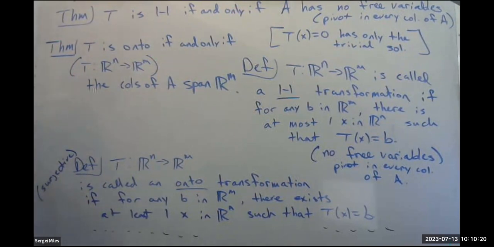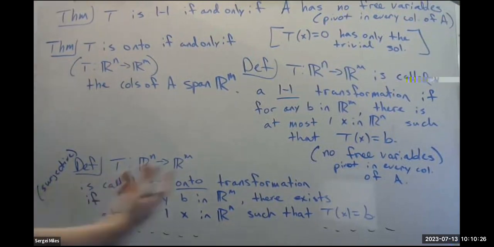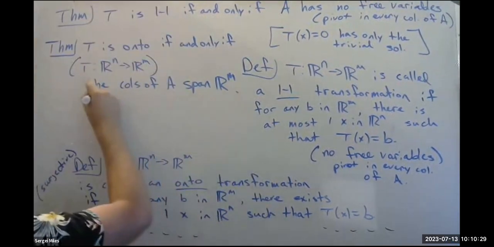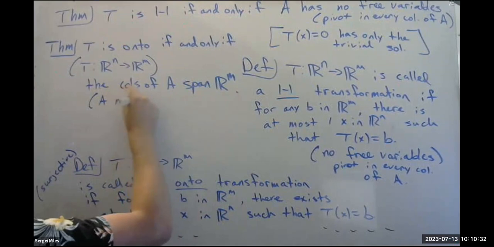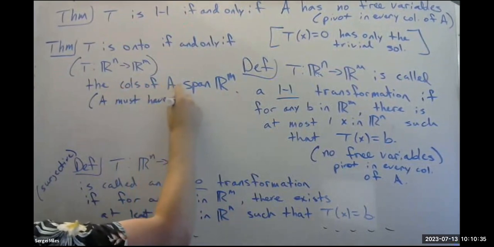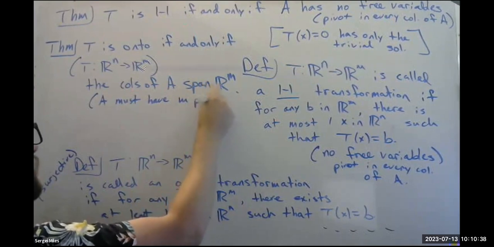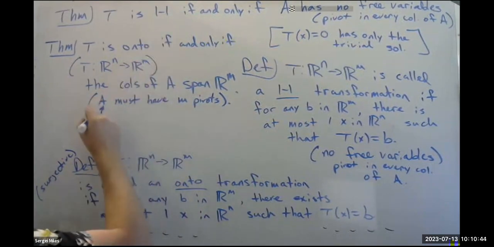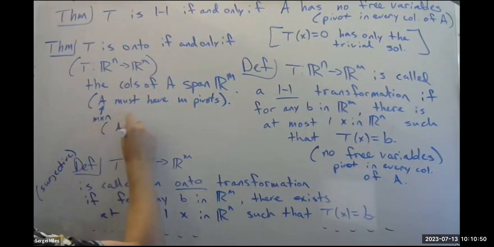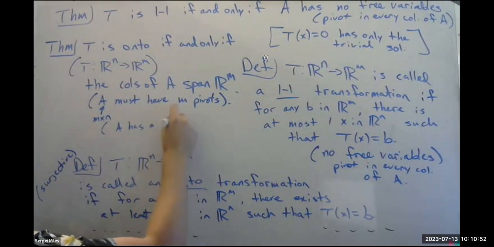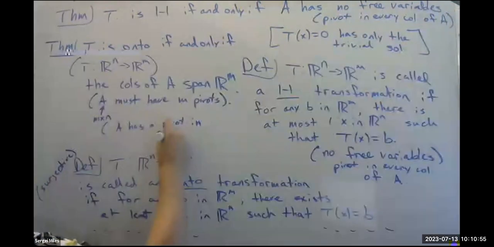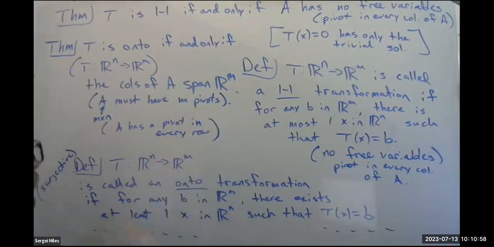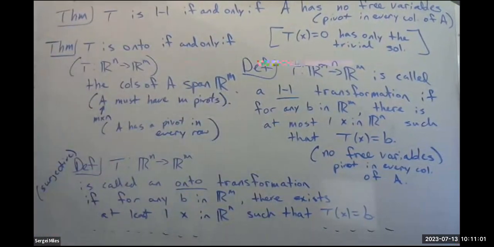Well, we know in order to span R2, you need 2 pivots. In order to span R3, you need 3 pivots, so on and so forth. This means in order to span Rm, A must have m pivots. Or to put another way, the matrix A, recall, is an m by n matrix. So this is the same thing as saying A has a pivot in every row. And this really starts to highlight the difference between one-to-one and onto.